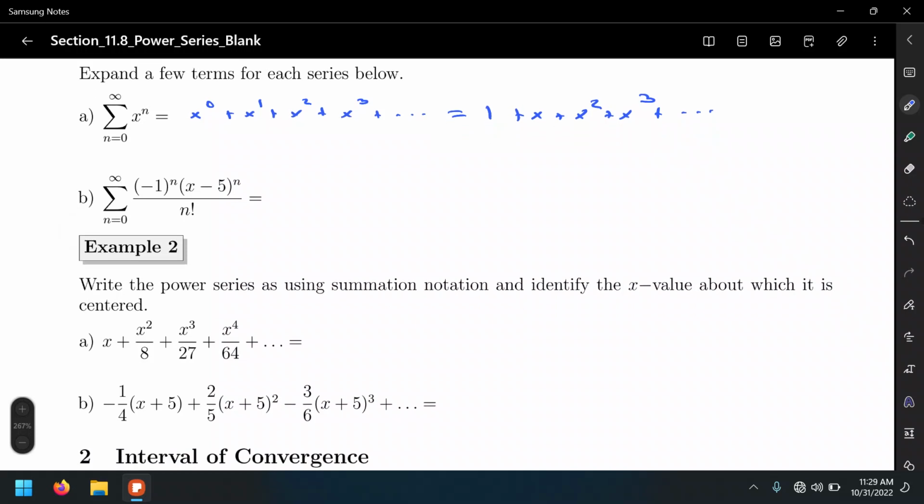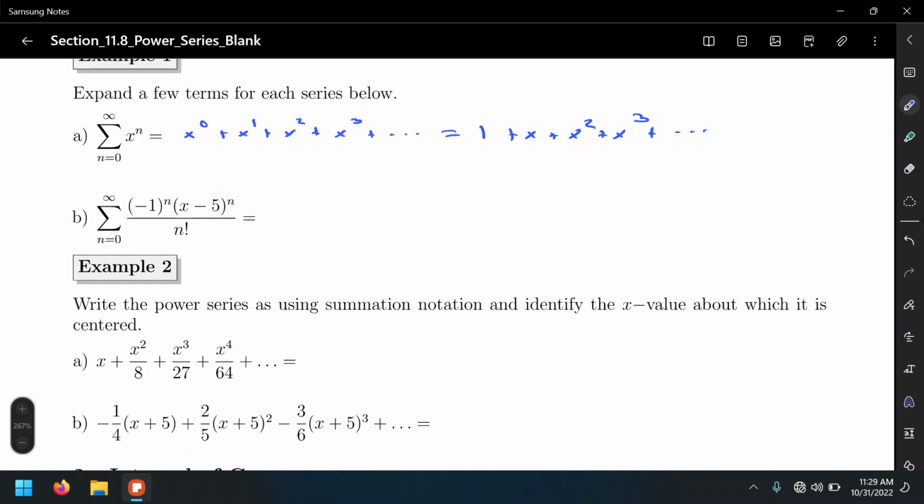And in this case, let's look at another example, one a little bit more elaborate. We have (-1)^n. What's (-1)^n? Starting at 0, so -1 to the 0 power, that's +1, times (x - 5)^n, which in this case is (x - 5)^0, divided by 0 factorial.